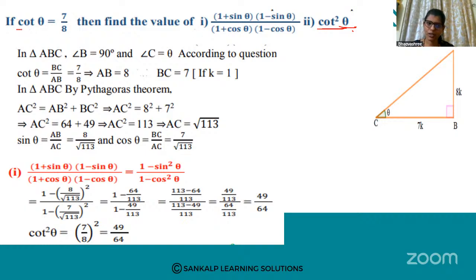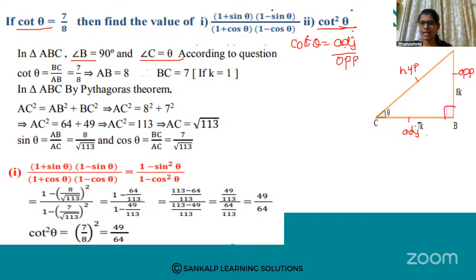What have they given? Cot theta is equal to 7 by 8. So take one right angle triangle ABC. At point B, it makes an angle 90 degree. At point C, theta is there. Therefore, this is opposite side, this is hypotenuse, and this is adjacent side. Okay. Next, in triangle ABC, at point B, 90 degree and C is theta. According to the question, cot theta is equal to 7 by 8. Cot theta means what? Cot theta is equal to adjacent divided by opposite.